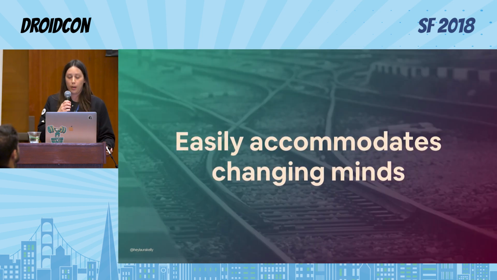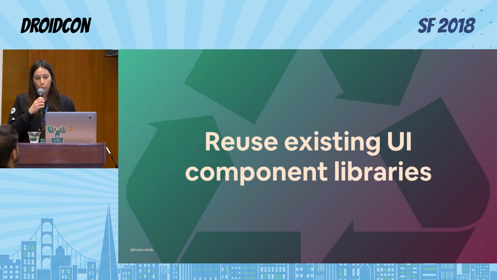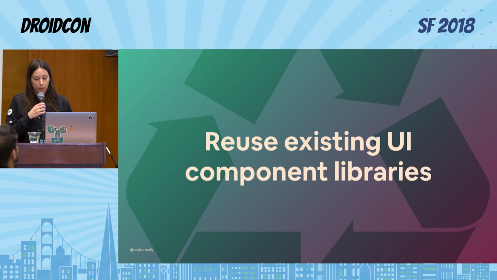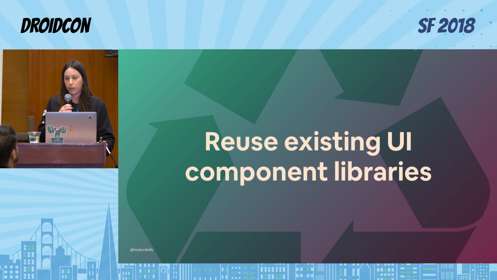This system easily accommodates changing minds. So if we decided to reskin these components or change the look and feel of them, we could still maintain the same mapping, just change the component itself. We also can reuse our existing UI library. So at Airbnb, we have a library called the Design Language System. And it's a set of components that work cross-platform. So a lot of the components have iOS, Android, and web equivalents. So we could make use of that library that already existed and just plug it into that mapping really easily.